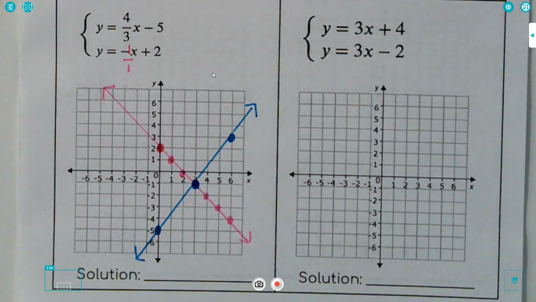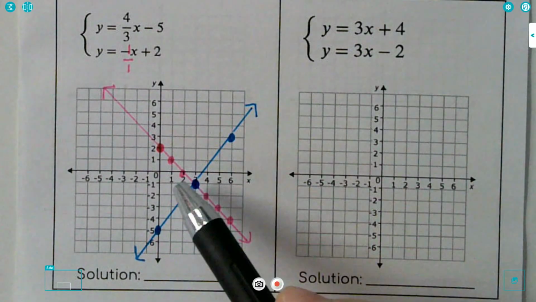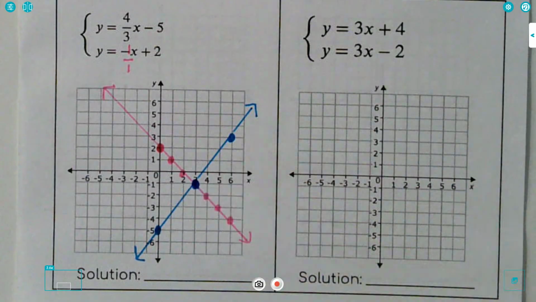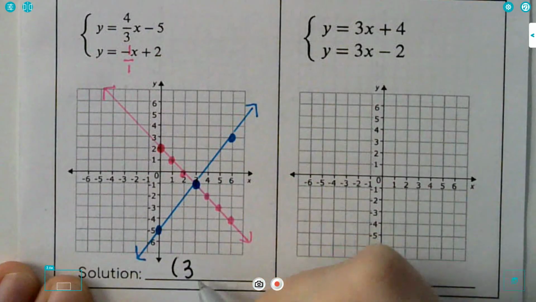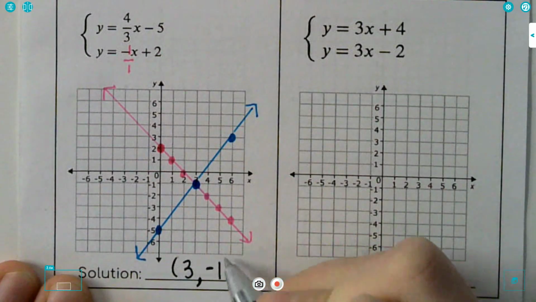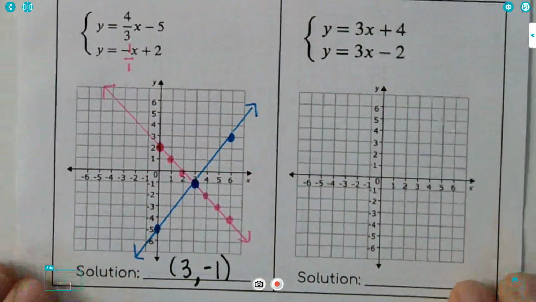Okay. And then our solution is going to be the one point where these connect. So these connect at the point (3, -1). So we write it as an ordered pair. Remember that x always comes first in an ordered pair. So (3, -1) is my solution.